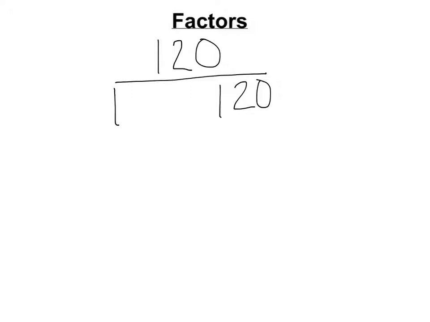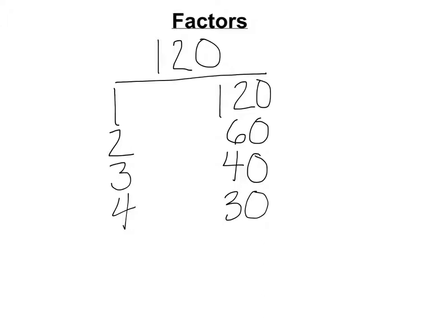1, 2. Well, 2 goes in, it's even. I'll cut in half. That's 60. 1, 2, 3. Well, 3 goes into 12, so 3 will go into 120 as well. 3 goes into 12 4 times, so it must go into 120 40 times. 1, 2, 3, 4. Likewise, 4 goes into 12. So 4 must go into 120 30 times.